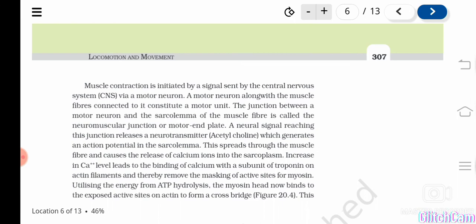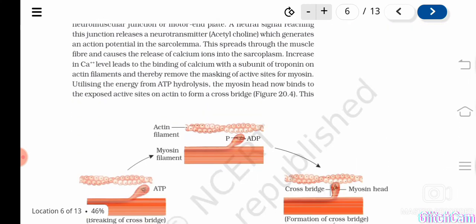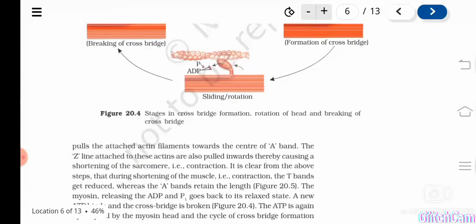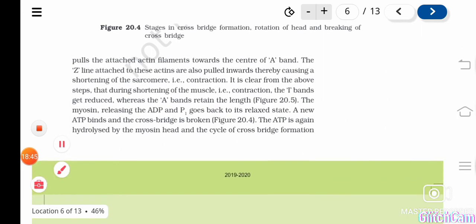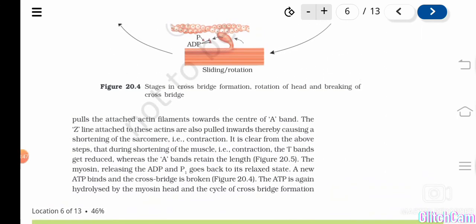Then the myosin will go and bind there, and a cross bridge will be formed, isn't it? That pulls the actin filaments towards the center of the A band. Understood? So the A band will remain the same, but the I band is getting shortened. So all this is very clear, I think, and from this chapter you need to study this much of what I have taught. Thank you, children.